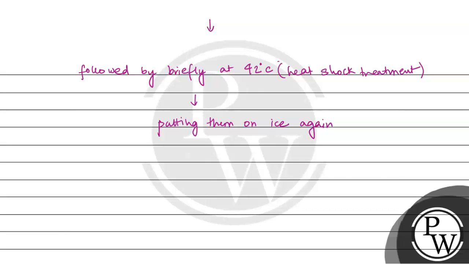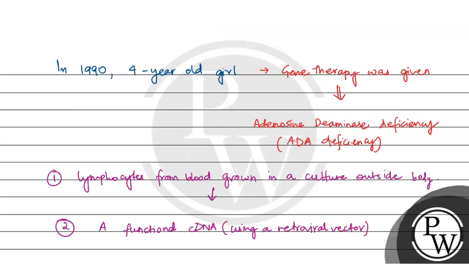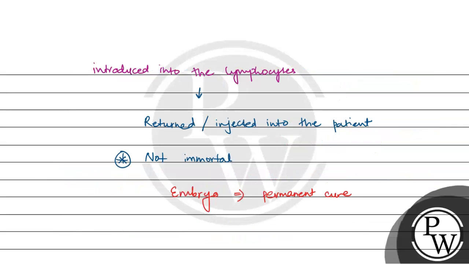So coming back to the question, the final answer for this question is that gene therapy जो है, it directly involves the use of lymphocytes which are taken from the blood and they are cultured outside the body, where the functional cDNA of the enzyme which is absent in the original DNA is introduced and then it is returned or injected back to the patient.